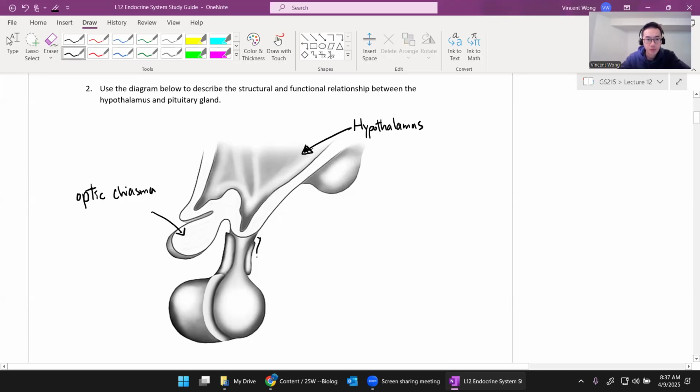This region right here that connects the hypothalamus to the pituitary gland is called the infundibulum. Seeing the optic chiasma here is on the left side, that means this is the front of the head, and so this would be the anterior pituitary. Which means this would be the posterior pituitary.